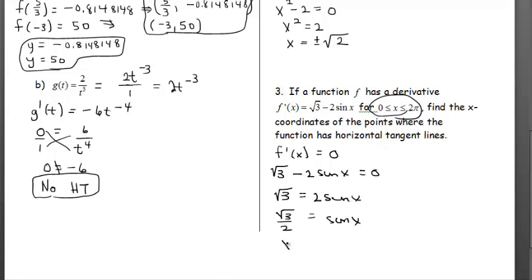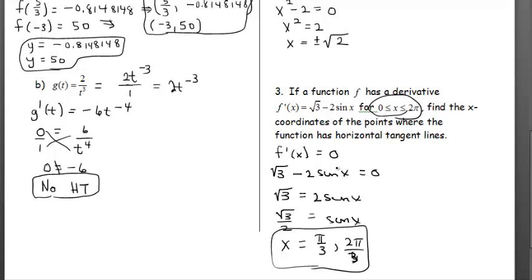Well, let's think about our unit circle. That's going to occur at pi over 3 and 2 pi over 3. So we have 2 solutions from the unit circle. These are 2 locations where you have a 0 slope. Again, we don't know if that's a max, min, or neither. Well, I guess we could figure it out. We could do an f prime number line, but we're not asked. Okay, so we're going to move on.